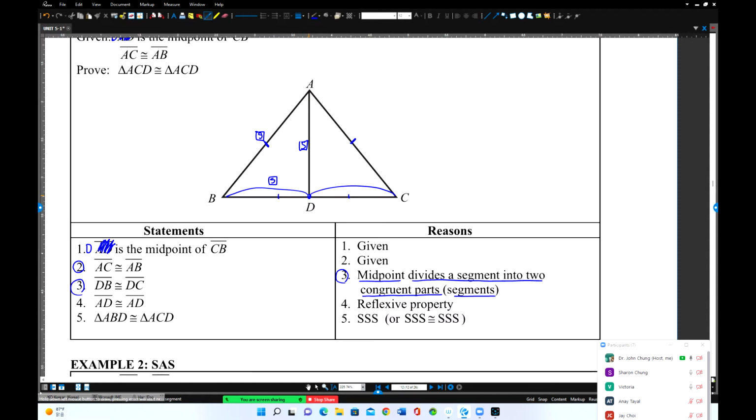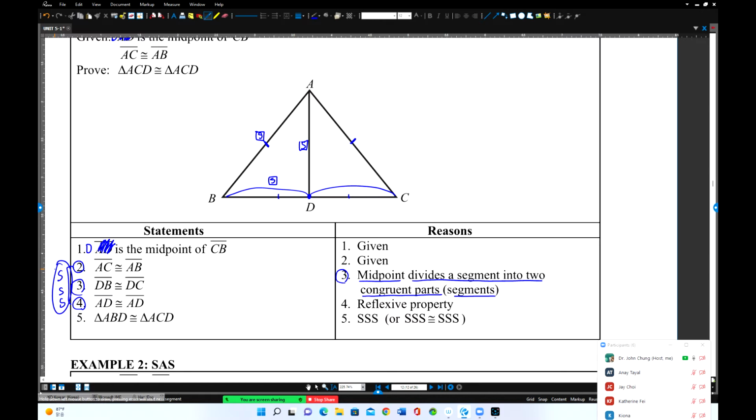Reflexive: side AD of triangle ABD and side AD of triangle ACD, the other triangle. They are congruent because they are the same line segment. This we call reflexive. Reflexive means a quantity is equal to itself. So we have three over here, side, side, side. We already got it. Now we can make conclusions.